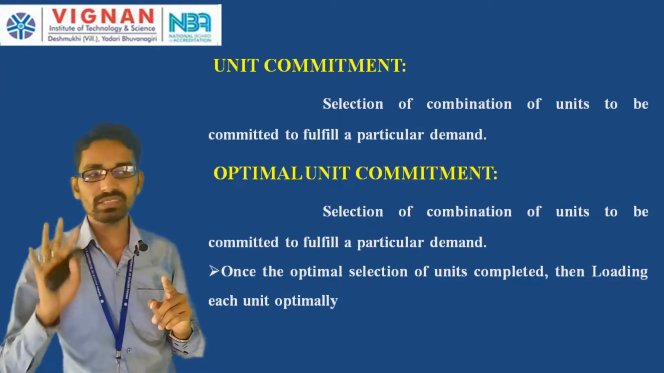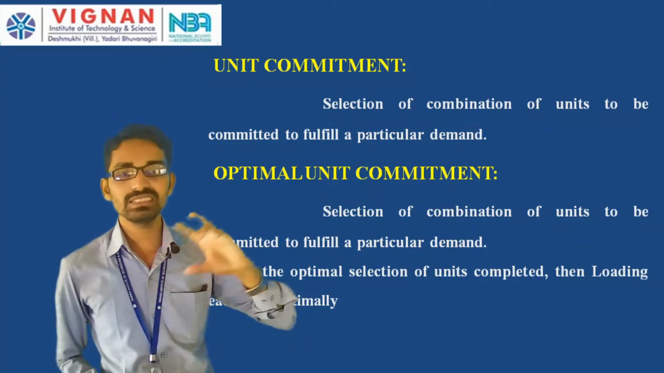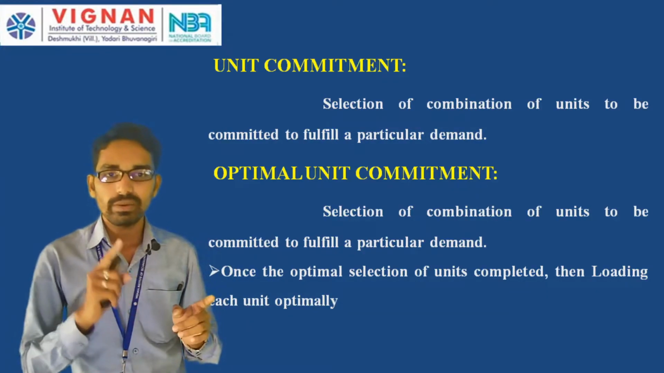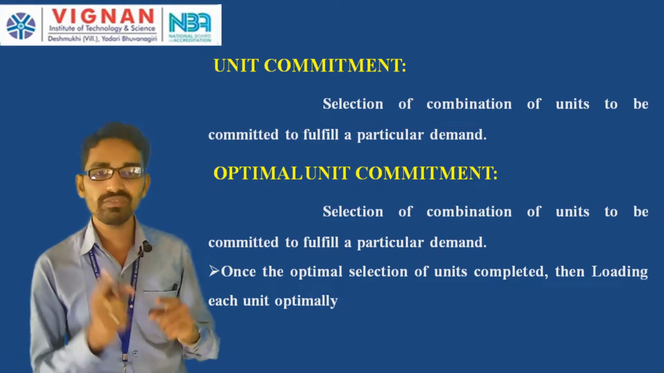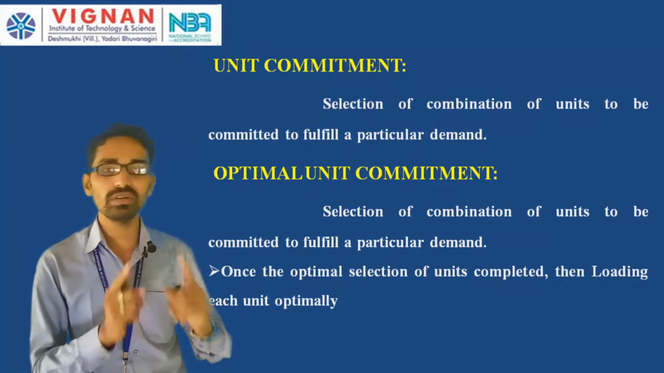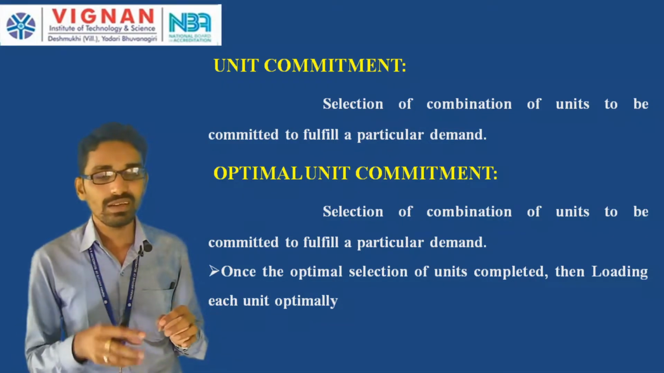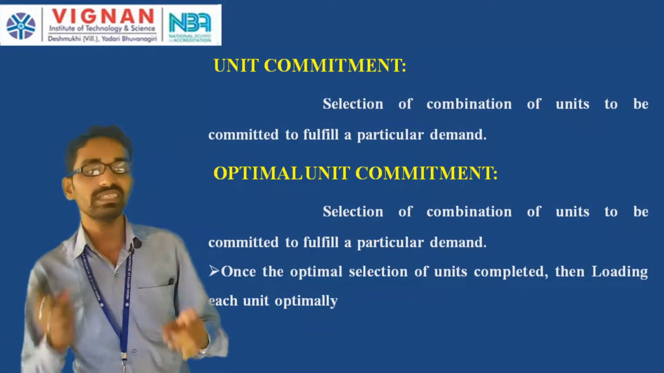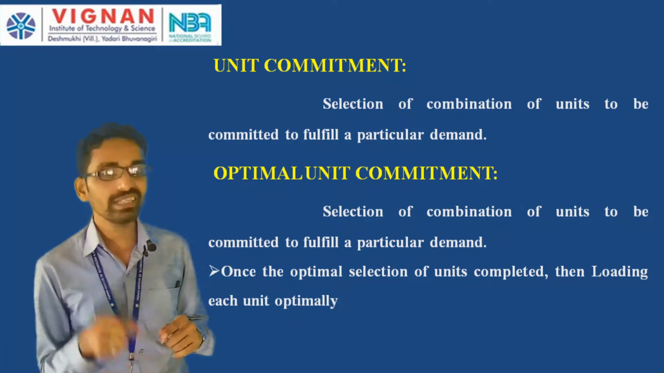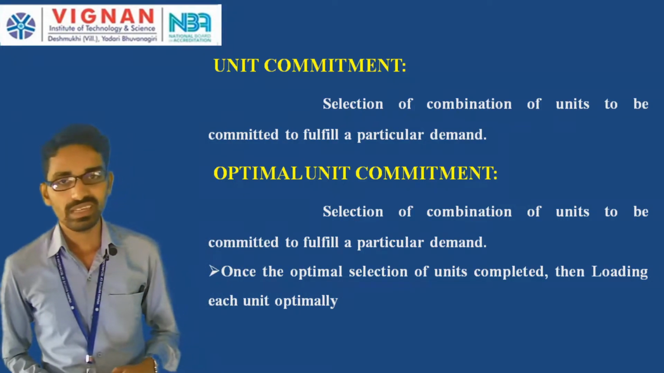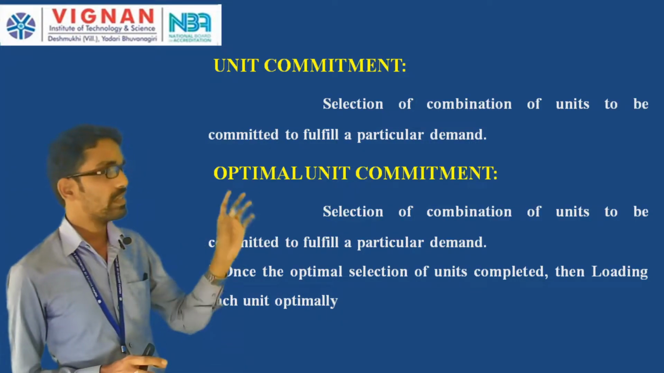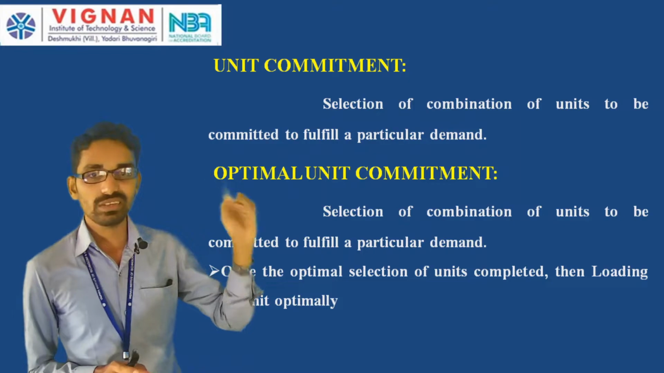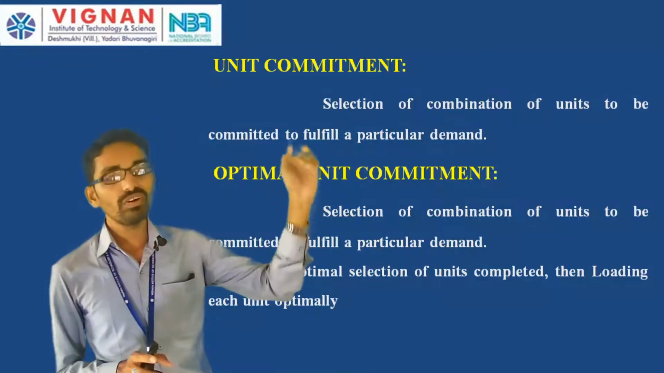There are 400 megawatts of load and 10 generators of 500 megawatts capacity. Out of those 10 we can take only one generator to meet that load, or a combination of 2 generators, or a combination of 3 generators. How many generators we are selecting out of the 10 generators to meet that particular demand, that is what the unit commitment problem is. So the definition is: selection of a combination of units to be committed to fulfill a particular demand.